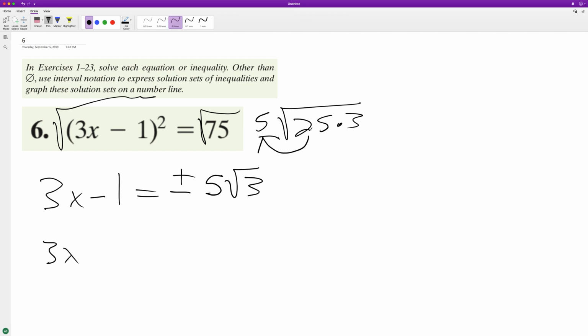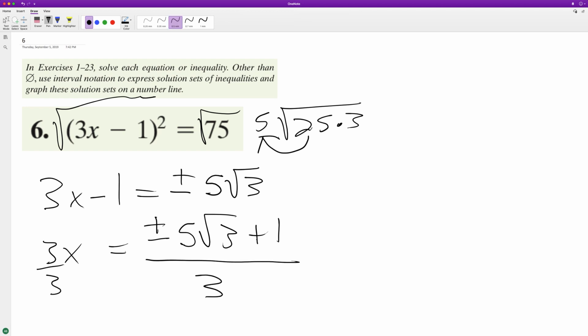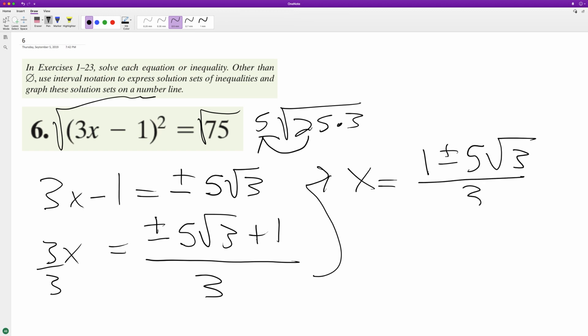And then we have 3x is equal to plus or minus 5 times the square root of 3 plus 1, because we have the minus 1 there, add it to the right side, and then divide everything by 3. So our final result, and just to make it a little cleaner, x is equal to 1, I'll put the 1 out in front, plus or minus 5 times the square root of 3, all divided by 3.